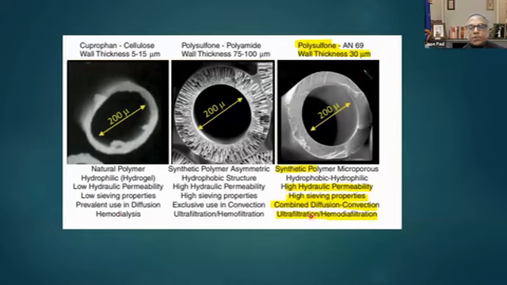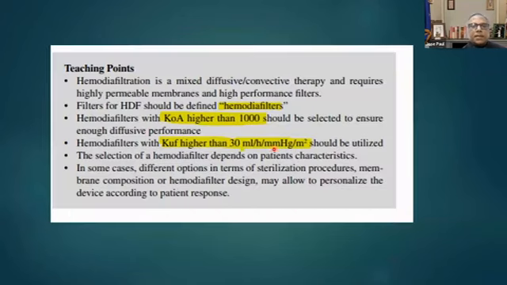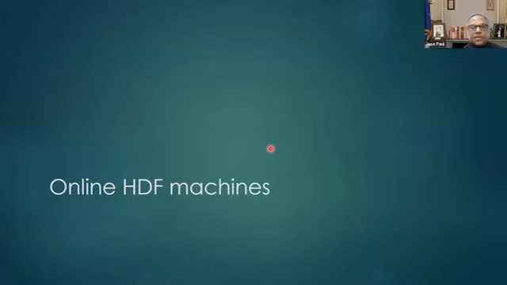And they are primarily used for ultrafiltration and hemodiafiltration. So these are in general the qualities of the membrane that are used. The filters for hemodiafiltration should be defined as hemodiafilters, and the mass transfer area coefficient should be more than 1000. In general, you select a membrane with a high KUF, and the ultrafiltration coefficient should be more than 30 ml per hour per millimeter of mercury per meter square. So this is in general the characteristics of the membrane that are selected for hemodiafiltration.